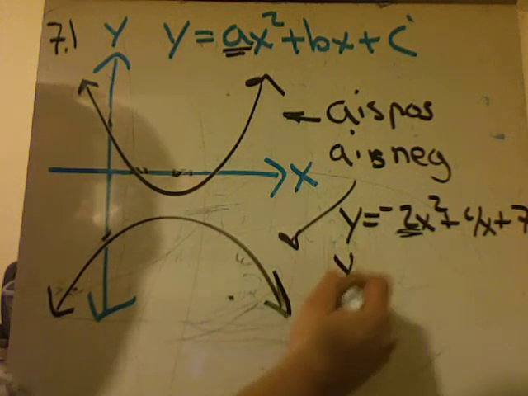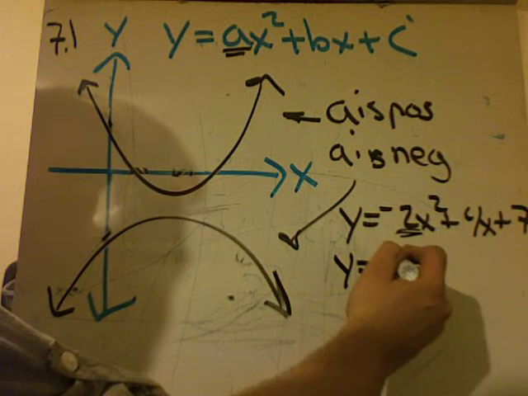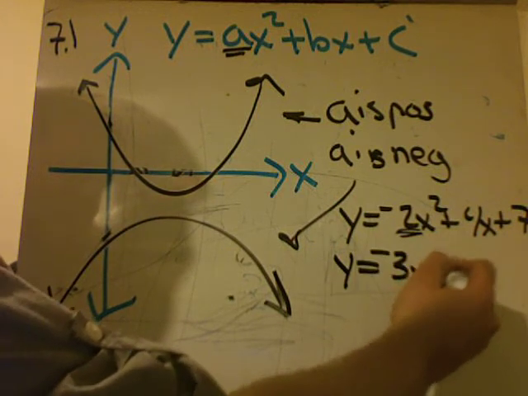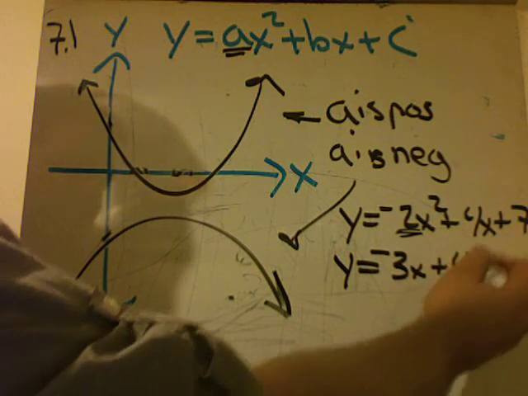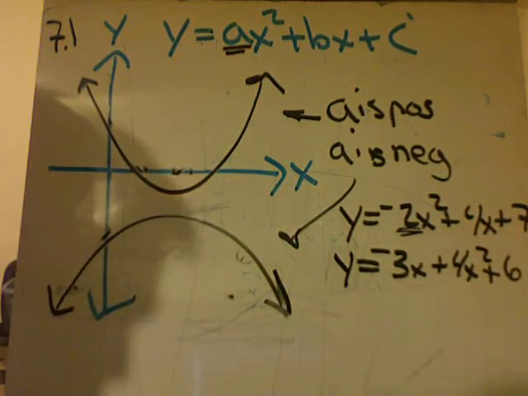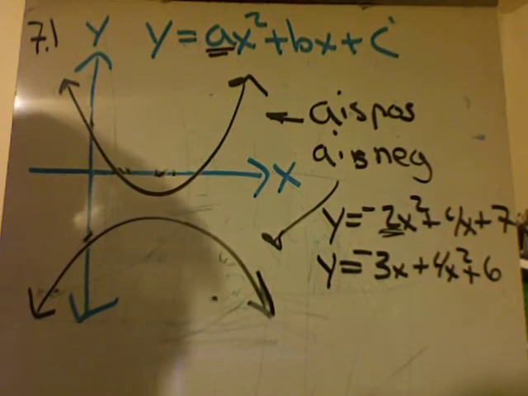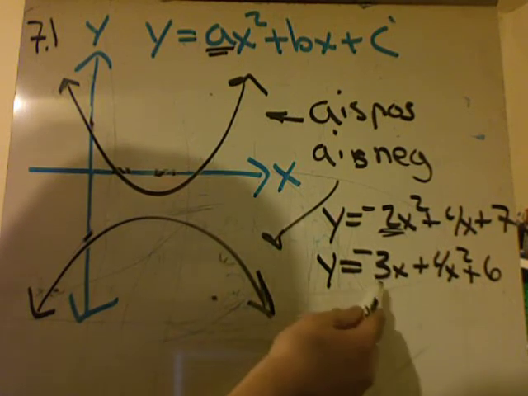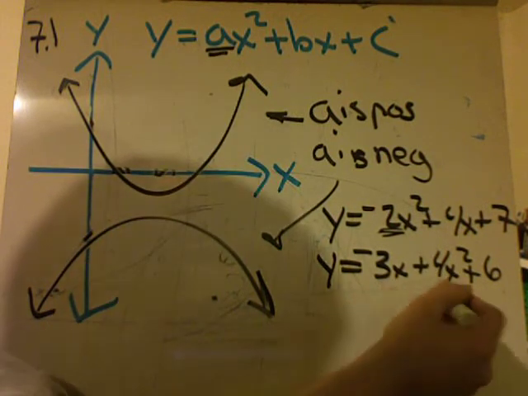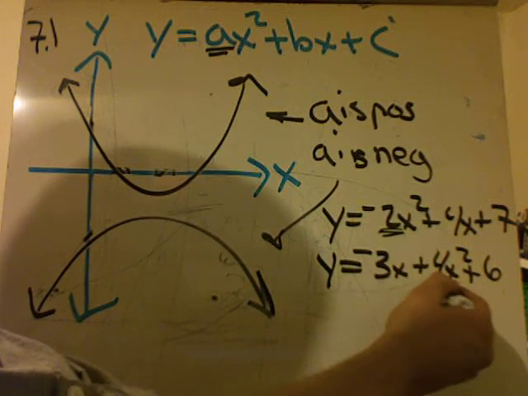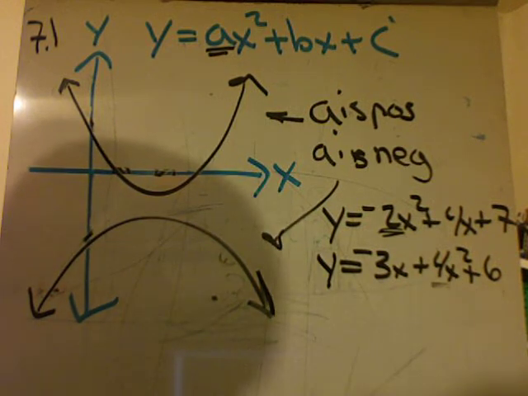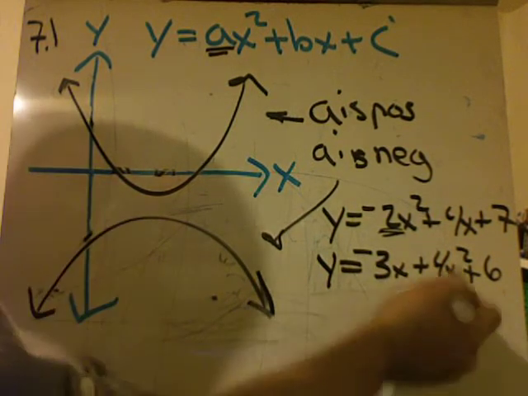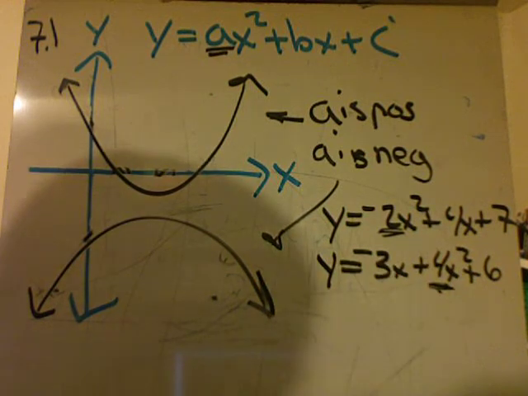Now if we have y equals negative 3x plus 4x squared plus 6, which way do you think that one's going to point? Okay. Well, some of you might look and say, well, the a value is negative. Now, the a value is not the first value here. It's the coefficient in front of the x squared. Okay? So it's a 4. So this one's positive, so it points up.